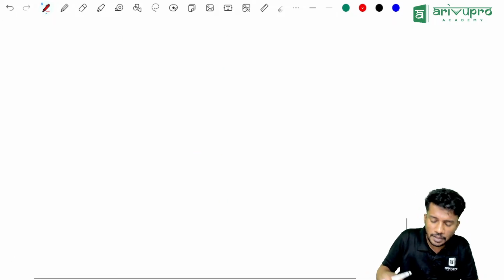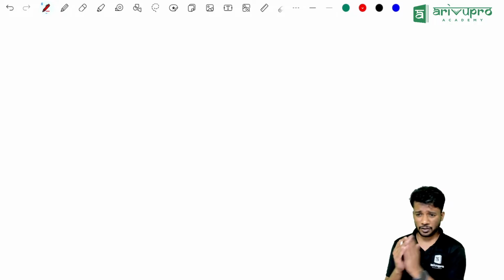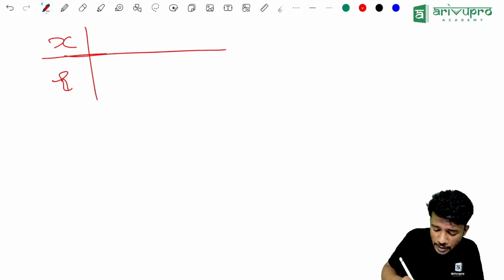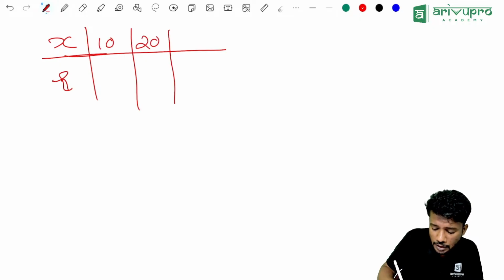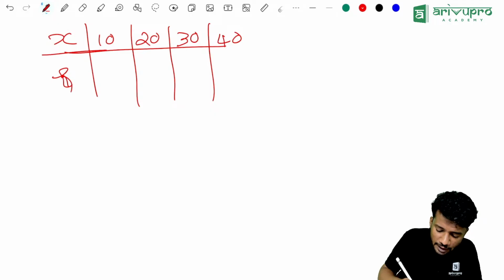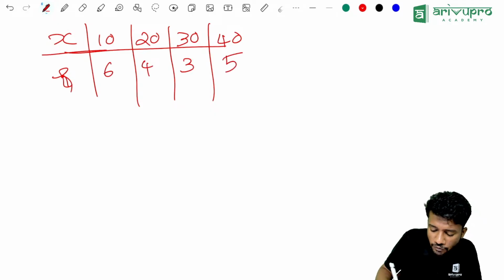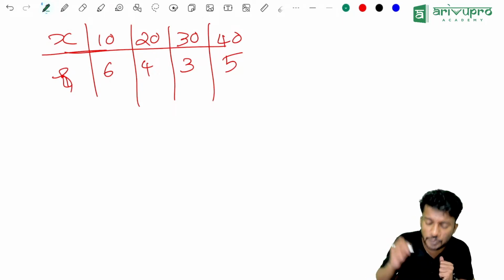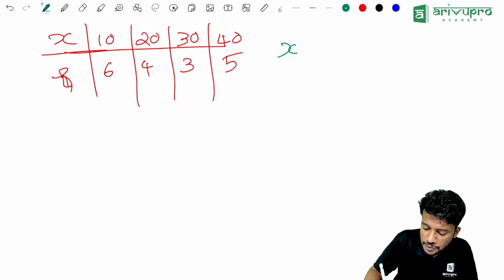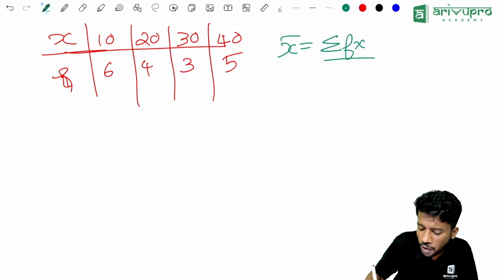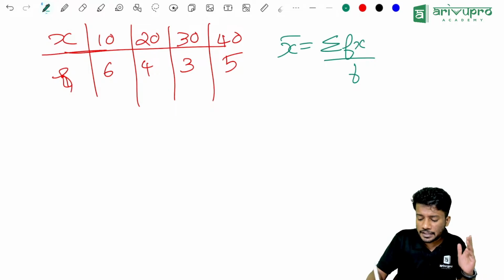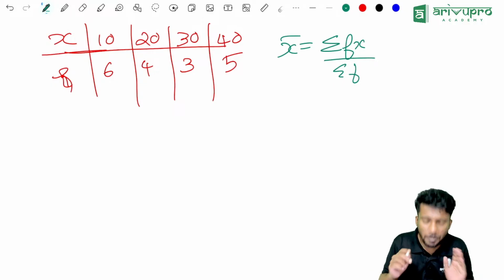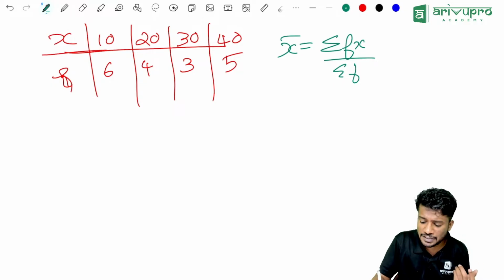Now, in certain cases, for example in statistics, we might have x and f. To find the mean, the x values are 10, 20, 30, 40, and the f values are 6, 4, 3, 5. We can use memory calculation for this type of calculation. What is the formula for x bar? X bar is equal to sigma fx divided by n, or sigma f. You can use the calculator to find the sigma f value. But how will you find sigma fx?